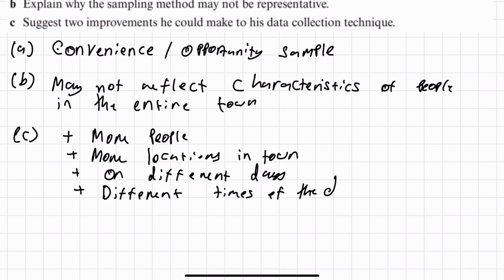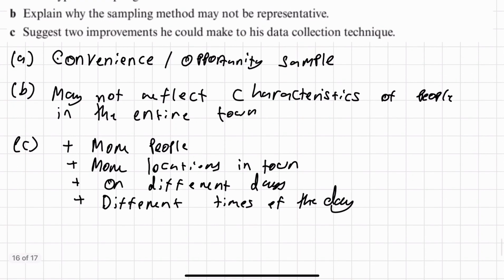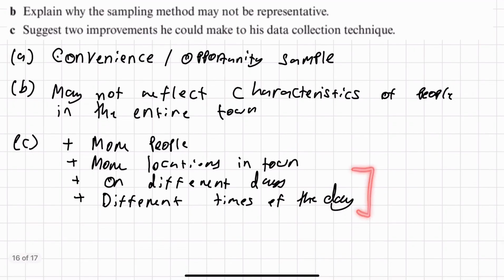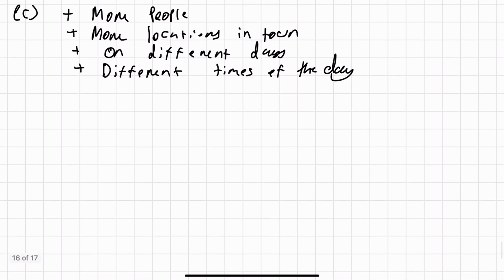I've basically listed these as bullet points. In an exam, you'd probably give it a bit more detail. So you might say, to improve his sampling method, he could ask more people from different locations in the town on different days and different times of day. But you only need 2, so you could either use these 2 or whatever 2 sticks in your head. And that is convenience sampling.